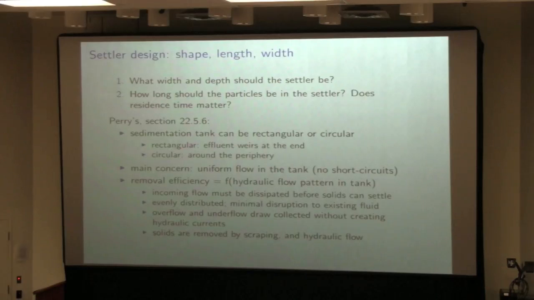The removal efficiency is purely related to how the material flows through that tank. So we want that incoming flow that has a lot of kinetic energy, as we've learned in our second year fluid flow courses. The incoming flow has energy, and that energy needs to be dissipated. If it's not dissipated, it's going to disrupt the settling that's taking place already. You want that flow to be evenly distributed in the tank, and you want the flow from the overflow and the underflow to be pulled out without creating any hydraulic current.